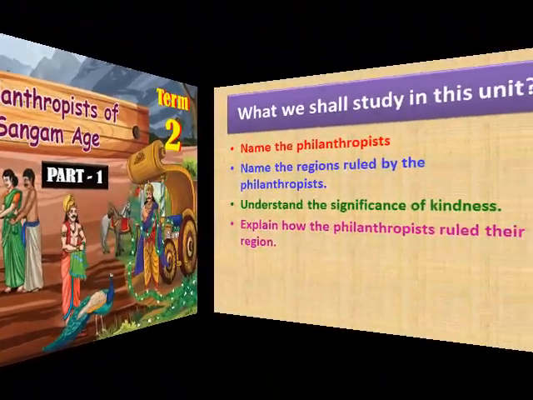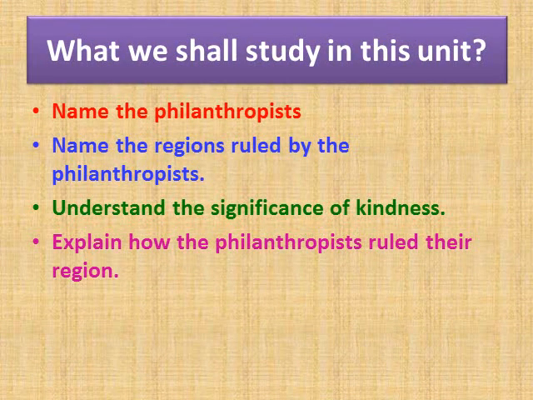Children, in this unit, what are we going to learn? We will learn the names of the philanthropists. Name the regions ruled by those philanthropists. Understand the significance of kindness. Explain how the philanthropists ruled their region. Come children, let us learn.